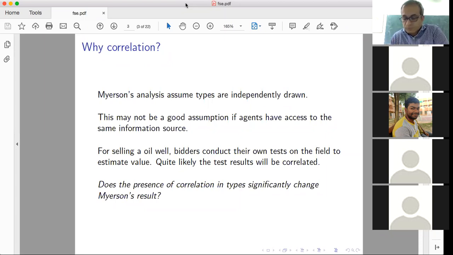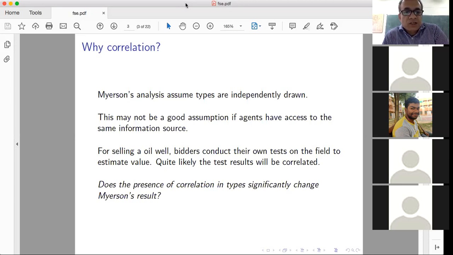Sir, in a sense, the correlation may result in lower information rent. We were talking in last class. That's correct. Okay, so basically you will see at the end of this talk that the information rent will be reduced. You'll see how exactly that happens.